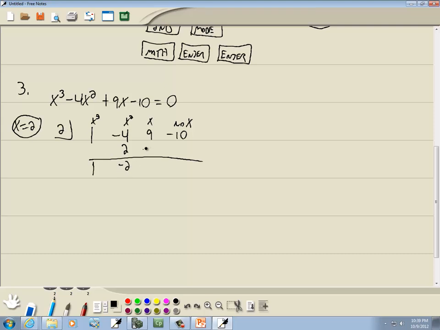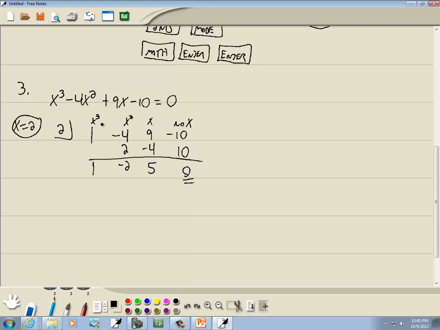Multiply, 2 times negative 2 is negative 4. Add, 9 minus 4 is 5. Multiply, 2 times 5 is 10. And add, negative 10 plus 10 is 0. Now we have to get a 0 there. If the calculator told us it's one of our answers, you have to get a 0 there.